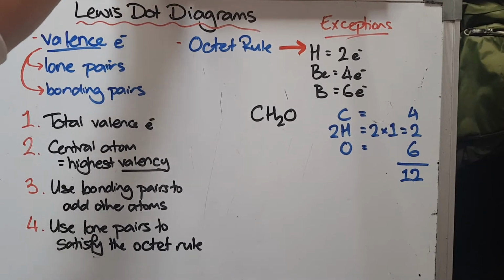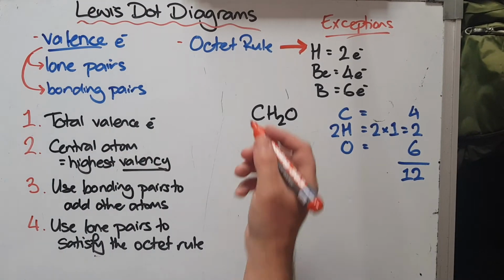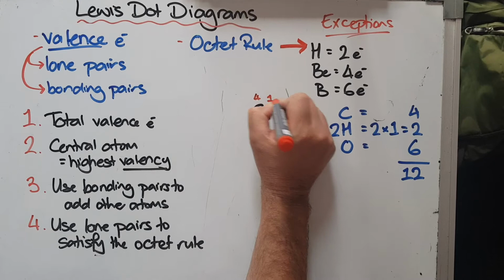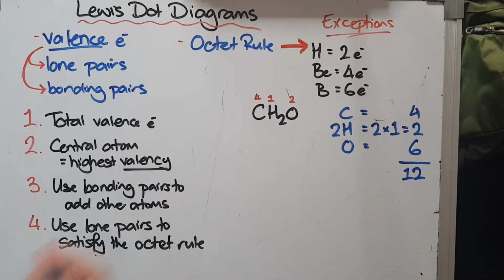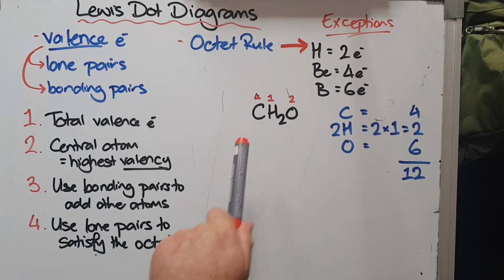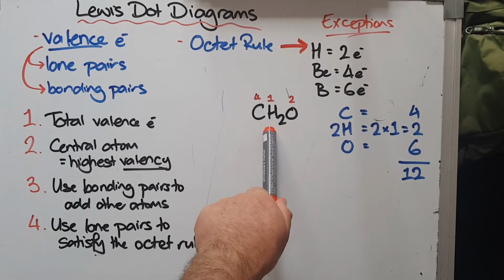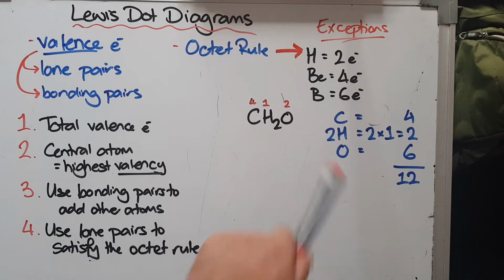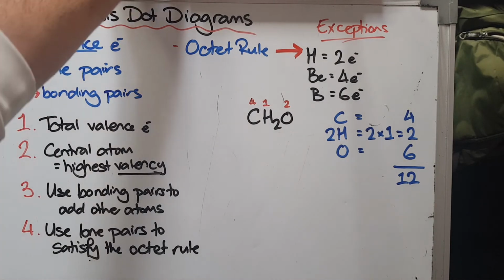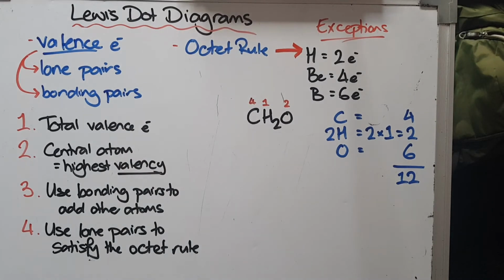The next thing is to look at the valency of each of these. Well, carbon has got a valency of 4, each hydrogen has a valency of 1, and oxygen has a valency of 2. This means carbon can make 4 chemical bonds, each hydrogen can make 1 chemical bond, and the oxygen can make 2 chemical bonds. That's what valency means. How many more electrons can it take, or how many bonds can it make?